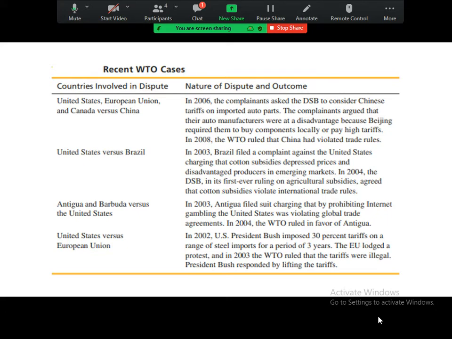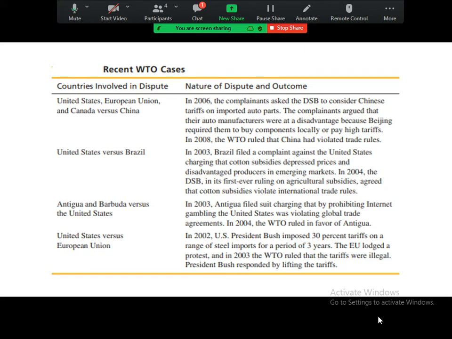So GATT itself had no enforcement power. That is, the losing party in a dispute was entitled to ignore the ruling, and the process of dealing with the dispute sometimes stretched on for years. Little wonder that some critics referred to GATT as, not what we have seen, but as the General Agreement to Talk and Talk only. So no action and only talking.